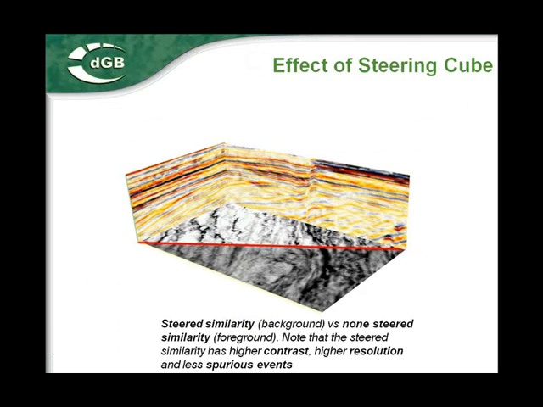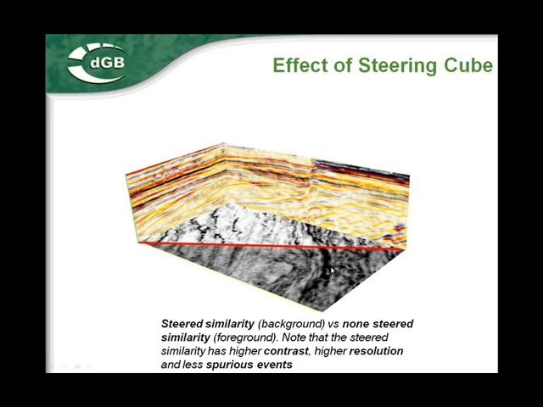To show one of the reasons we want to do the steering cube, it's the quality of dip steered attributes. Here we use a dip steered similarity, which is a discontinuity attribute. I have here this red line in the foreground, and on the viewer side of that red line I calculate the similarity without dip steering.